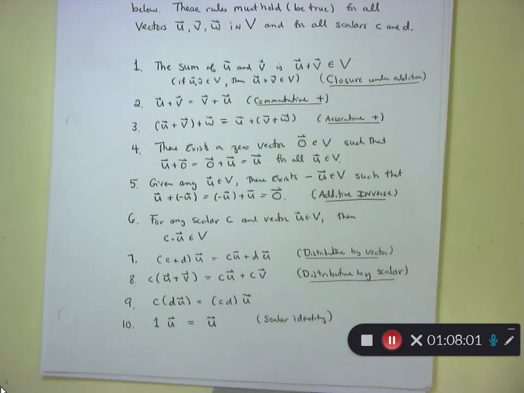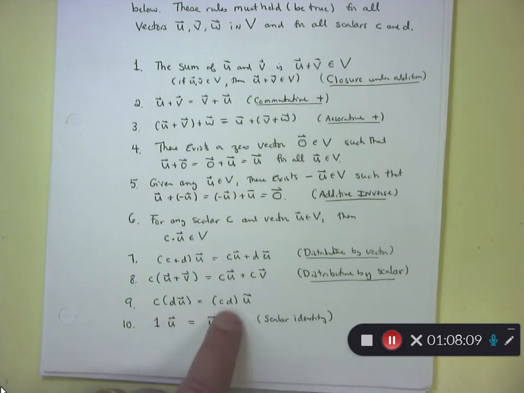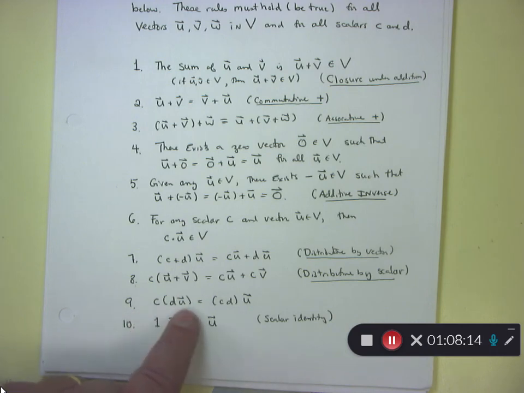And if you're multiplying a couple of scalars, again, you've got associativity. It doesn't matter what order you multiply these out. c times d times u is equal to c times d times u. You can either multiply d times u and then multiply by c, or multiply c times d and then multiply by u. That doesn't matter, it'll work.